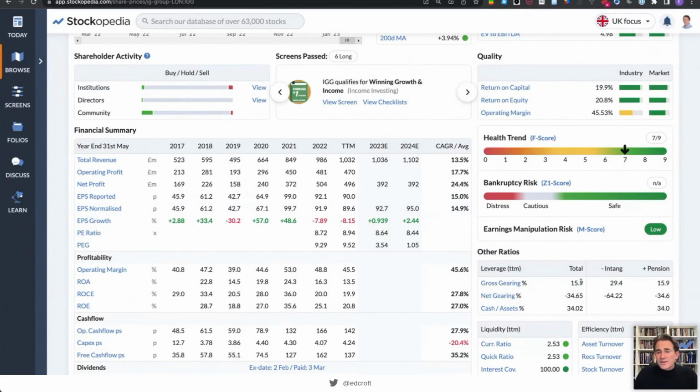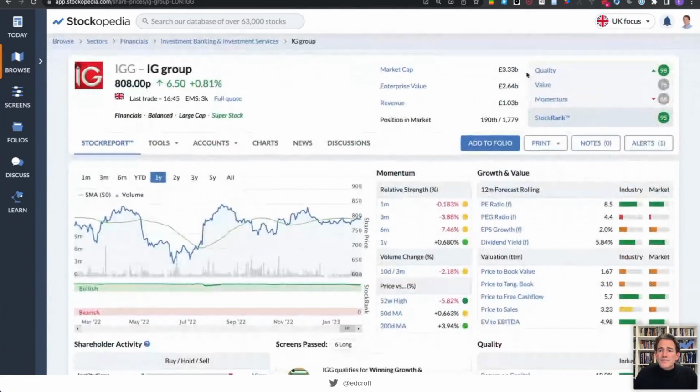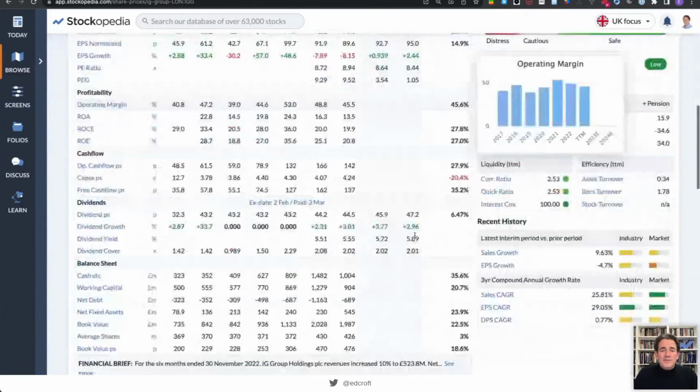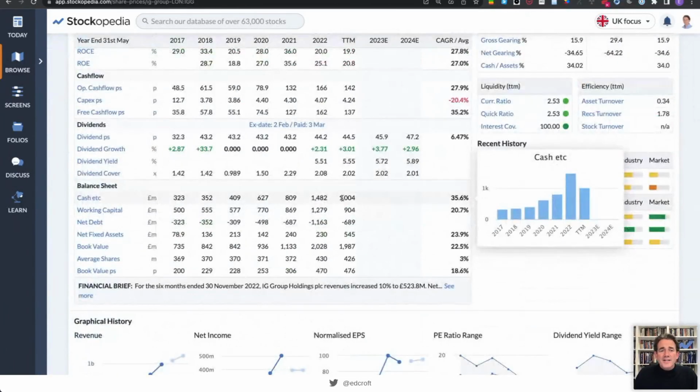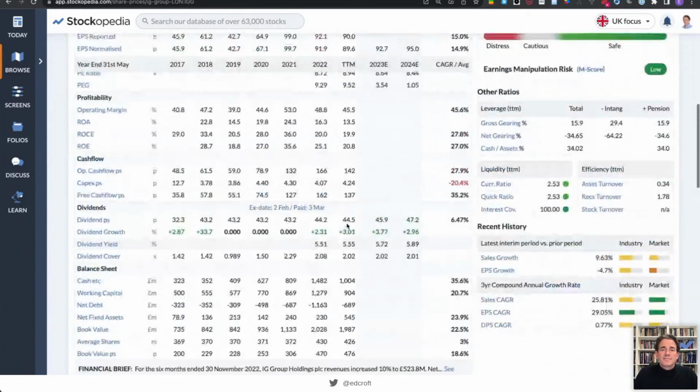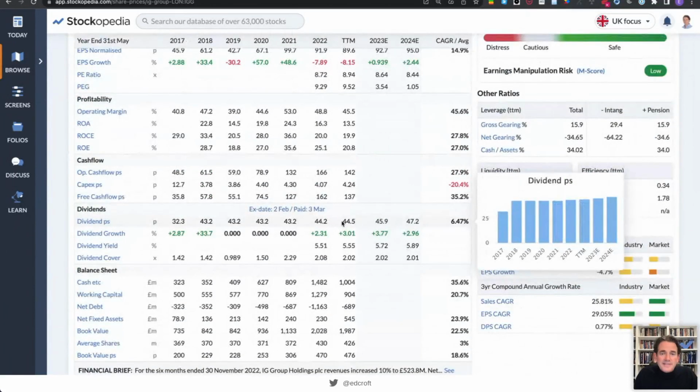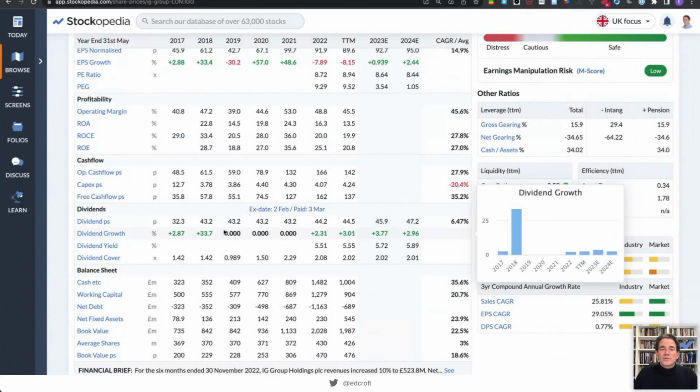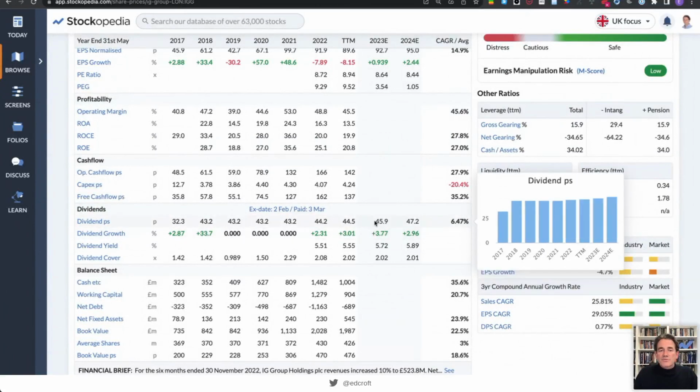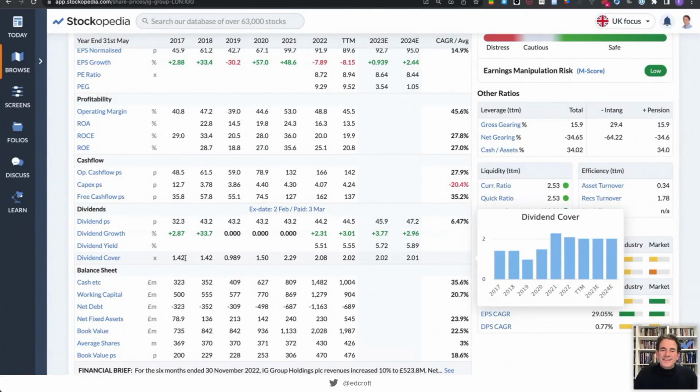But look, no debt. You've got market cap above the enterprise value, and that means they've got net cash. They've got loads and loads of cash. Net debt's negative. Dividend per share, they've never cut it. They stalled it for a while, but it seems to be back to growth. And the cover is only 2 times. It could be more comfortable, but pretty well covered.